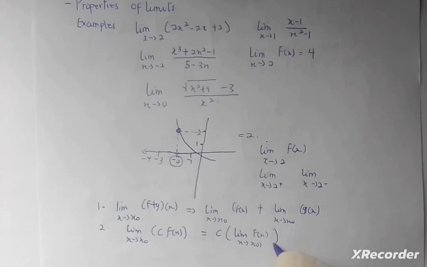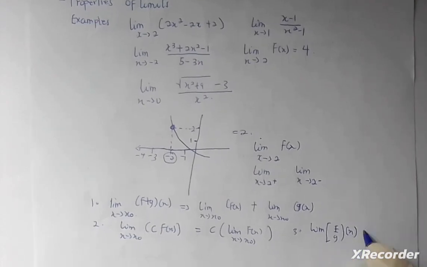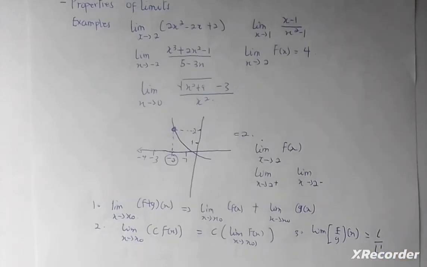We don't include the constant. Then let's see the third one. The third one, if you have a limit of a rational function f of x over g of x, any two functions which are in quotients, then we simply find the limit of the first one over the limit of the second one.